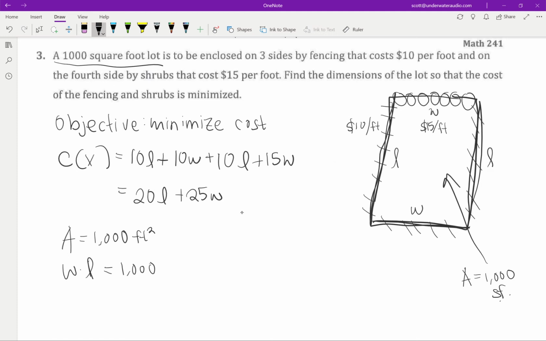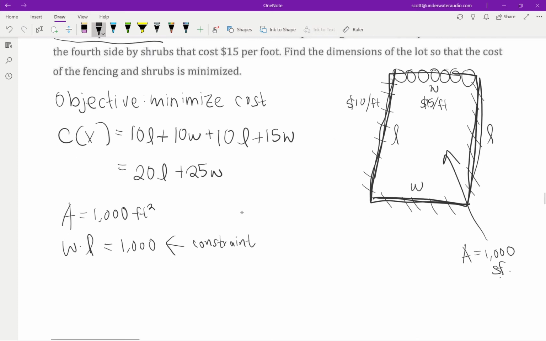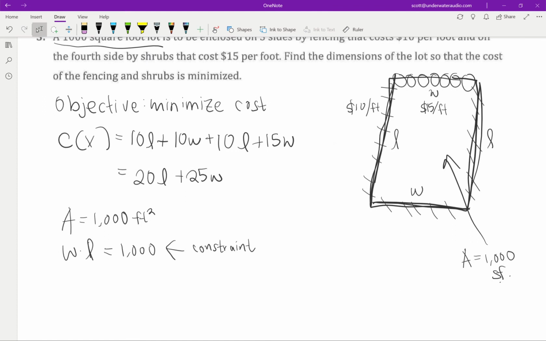So I'm going to take this constraint equation and use it to simplify or rewrite my cost equation into one variable. So I think I'll just divide by L. W equals 1,000 divided by L, which I'll then plug into my cost equation.